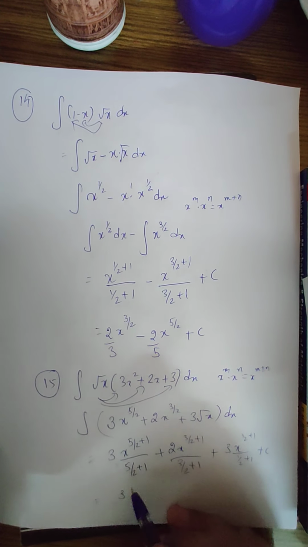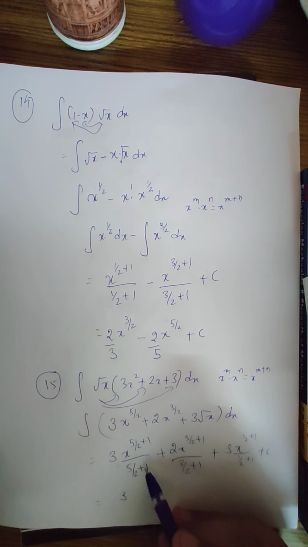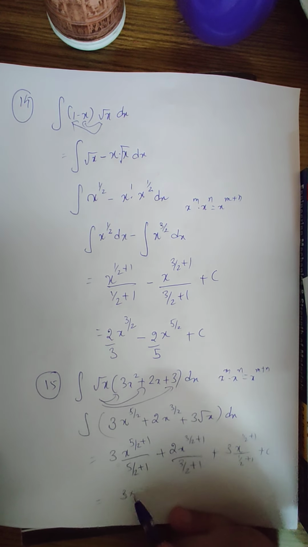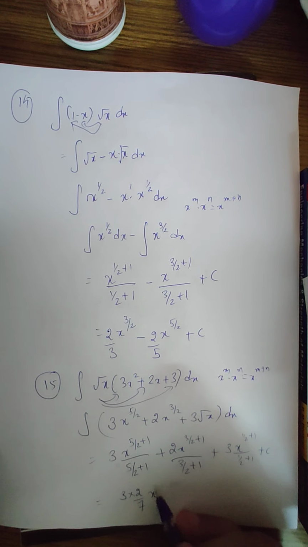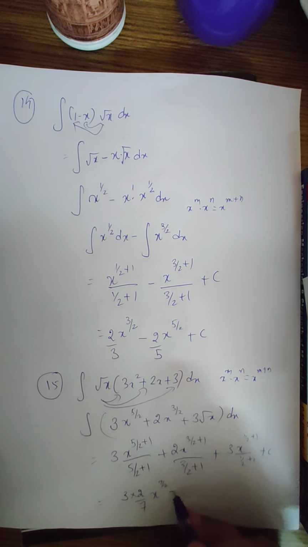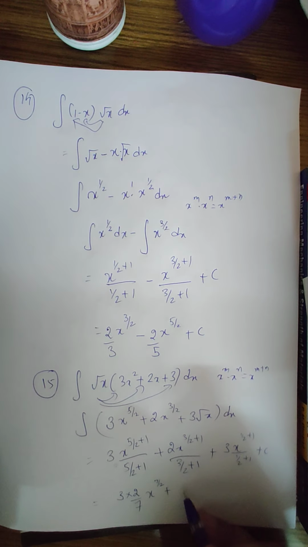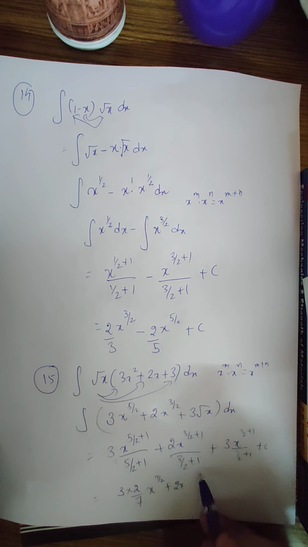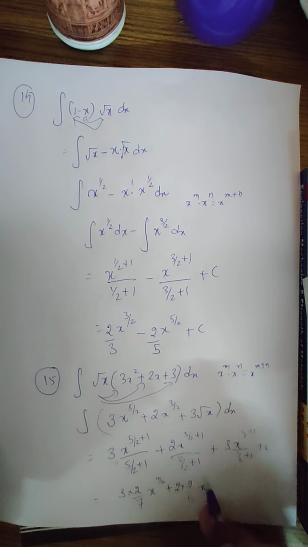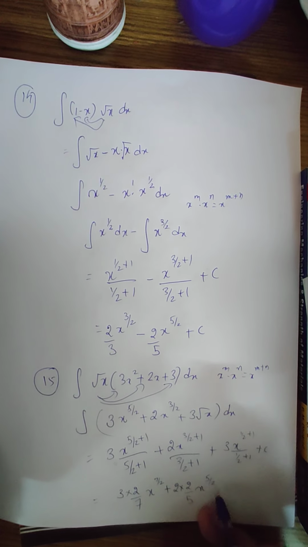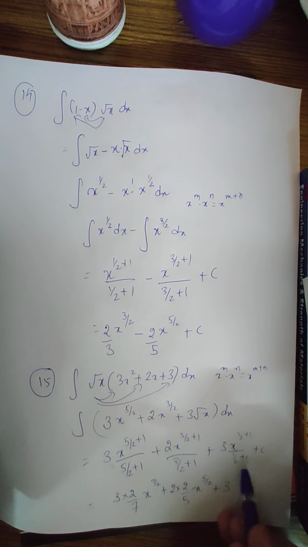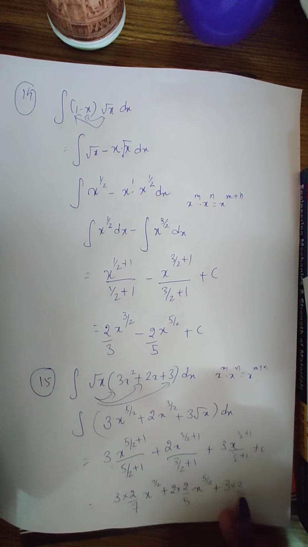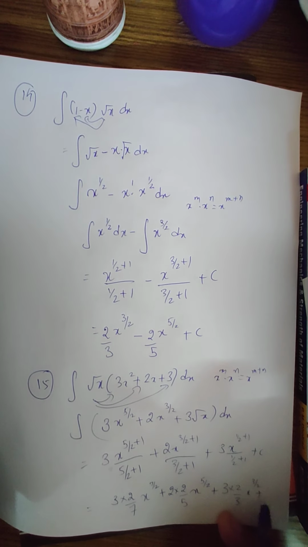So this will be 3 into, 5 by 2 plus 2 by 2 is 1, so 5 plus 2 is 7 by 2. So into, as I told you, reciprocal, 2 by 7 x to the power of 7 by 2, plus this will be 5 by 2. When I take the reciprocal, it will be 2 by 5 x to the power of 5 by 2, plus this will be 3 by 2, so 2 by 3 x to the power of 3 by 2, plus c.